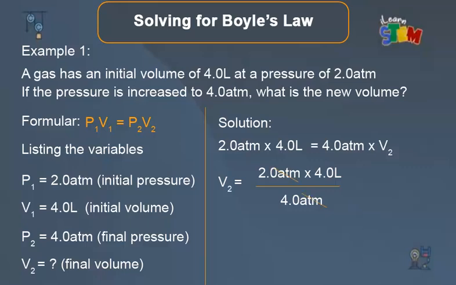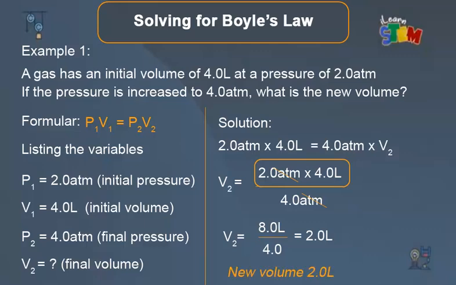Atmosphere cancels out each other. V2 equals 2.0 times 4.0 liters, which gives us 8.0 liters, all over 4.0. 8.0 liters divided by 4.0 equals 2.0 liters. Therefore the new volume is 2.0 liters.